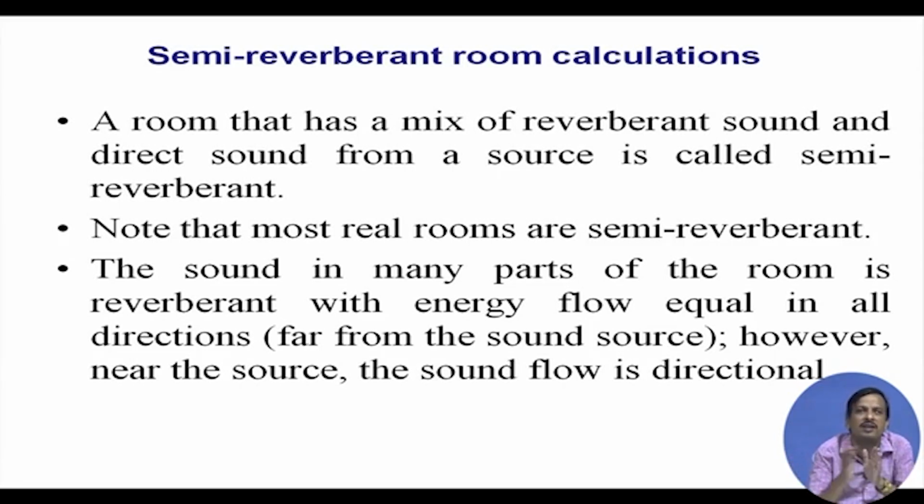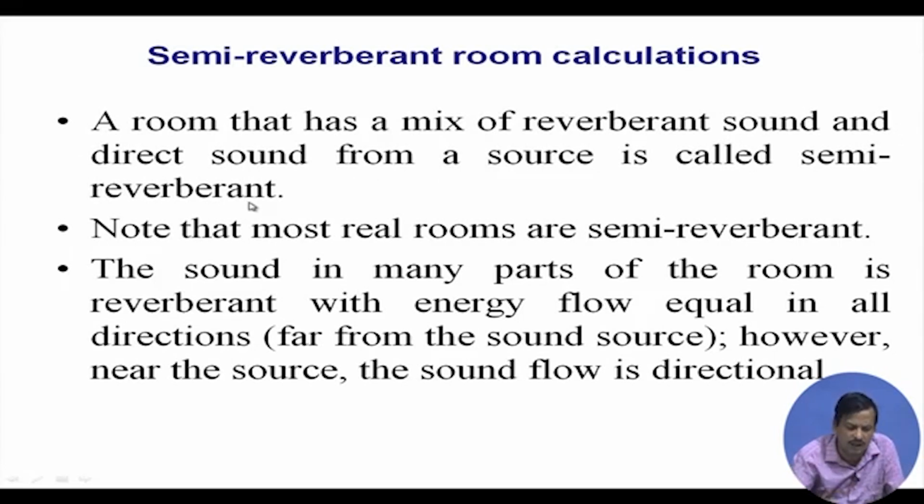So, I discuss the small room acoustics. The acoustic field is created in modes, and large room acoustics is a reverberant field. So, semi reverberant field, there is absorption, semi reverberant field. So, suppose I have a semi reverberant room, an auditorium. How do I calculate the power and different parameters? That is here. So, semi reverberant room calculation. A room that has a mixed reverberant sound and direct sound from a source is called a semi reverberant room.